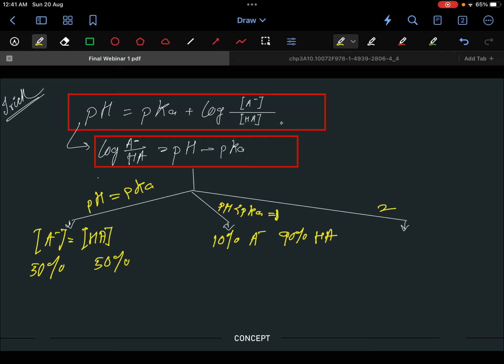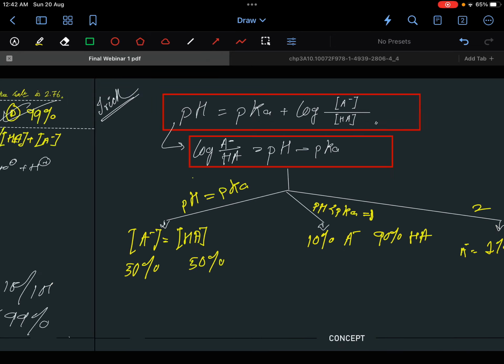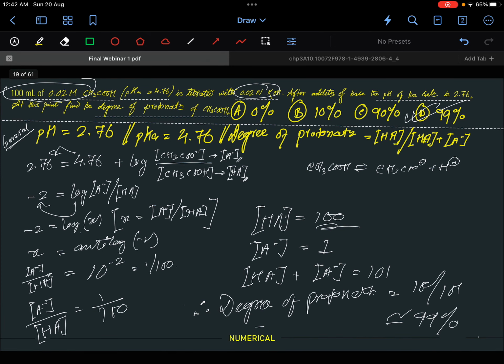1 by 100. So the concentration of A minus will be 1%, and the concentration of HA will be 99%. Okay, great. This is the trick. As you can see, in our given problem the pH was 2 and the pK was 4.76, so the difference was only 2. So from this step only we could have solved the whole problem by using the trick.